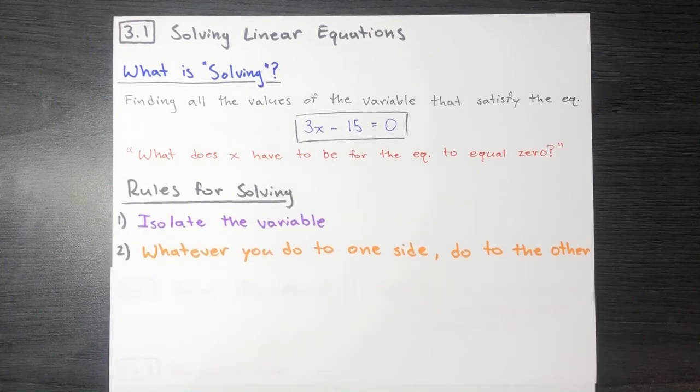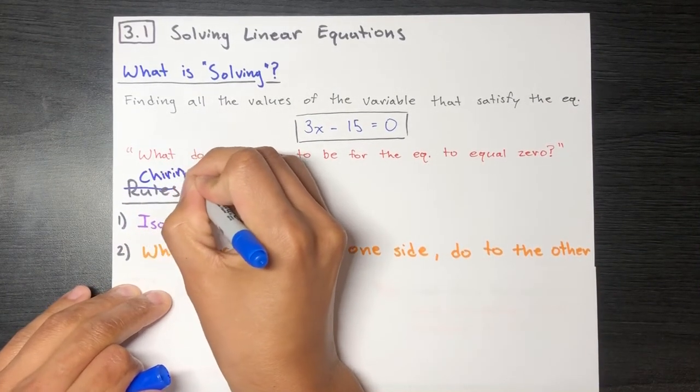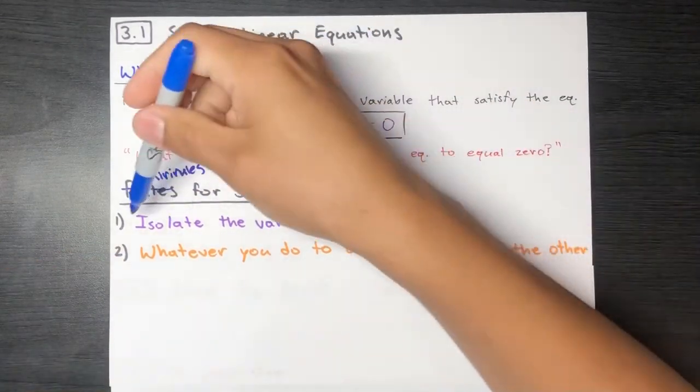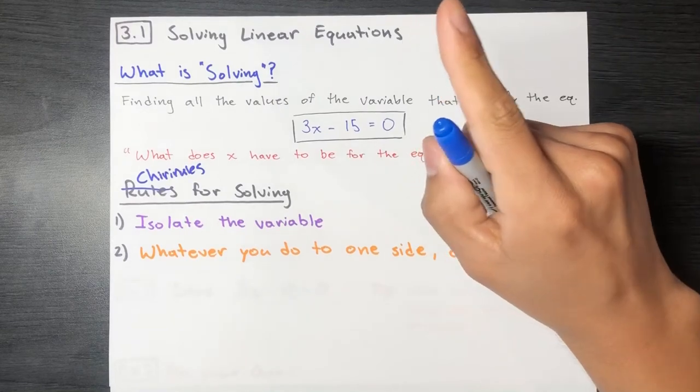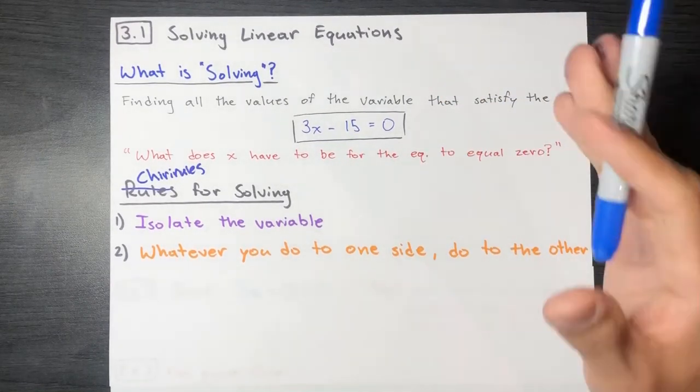So I have two rules for solving equations that I want you to remember. These are the two rules, basically all of algebra simplified. We're going to call these the Cheaty rules. Just remember these two rules and then you'll be good. Isolate the variable, first rule. You want to get the variable by itself. If your variable is x, you want to get x by itself.